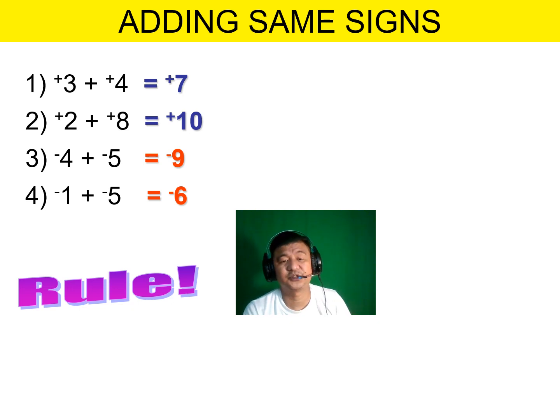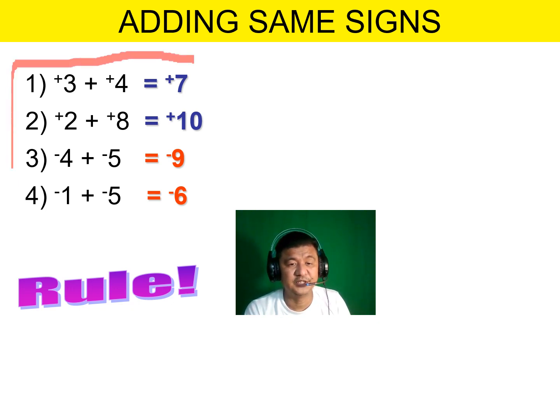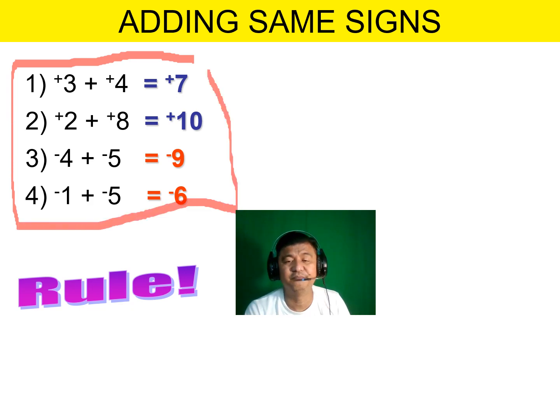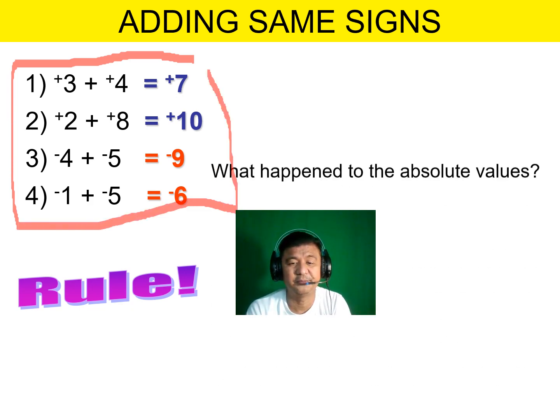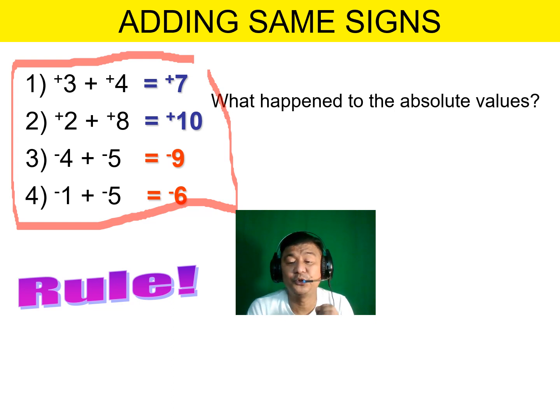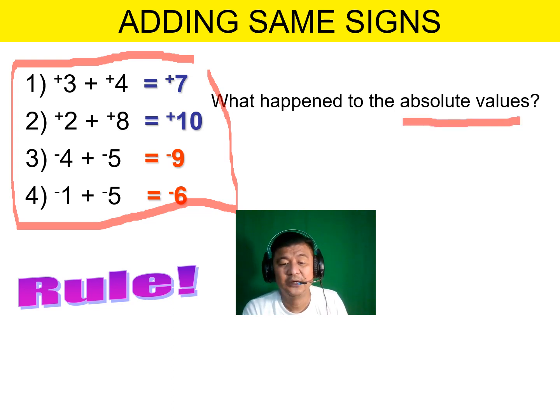So these were the results of our previous addition on a number line. So we thought of the rule now, everybody. What happened to the absolute values? Again, think of the absolute values. The absolute value is the distance from 0. Think of the lines. What happened to the lines? A positive line and the negative line. Because take note, absolute value is the distance from 0.